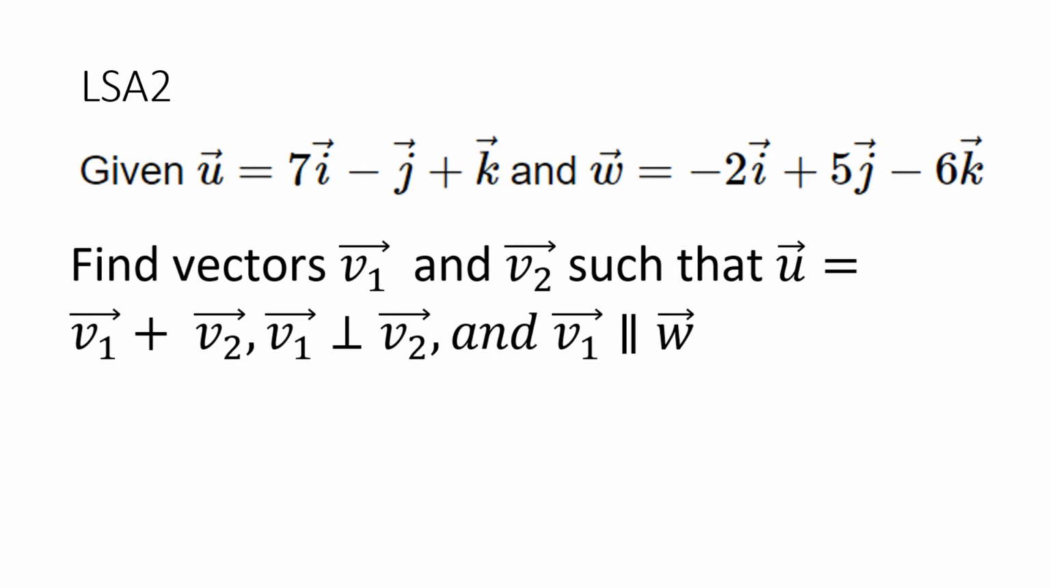I'll read it to you. Given vector u equals 7i minus j plus k and w equals minus 2i plus 5j minus 6k, find vectors v1 and v2 such that u is equal to the sum of v1 plus v2, v1 is perpendicular to v2, and v1 is parallel to w. All three conditions must be satisfied.